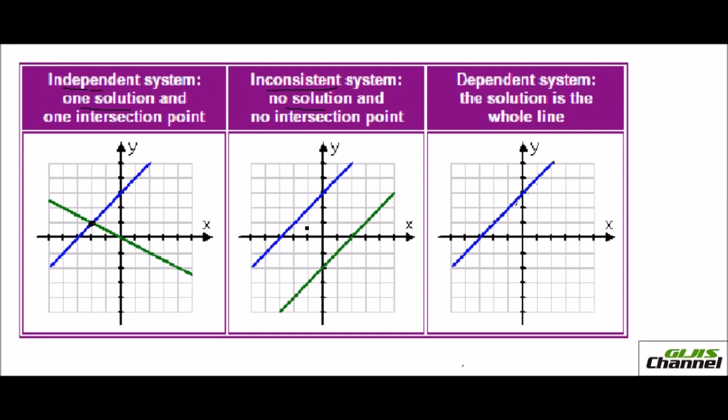If the lines are parallel, then there is no solution, and when the two lines intersect, you will have one solution. And I hope you understood how you solve it graphically, right?